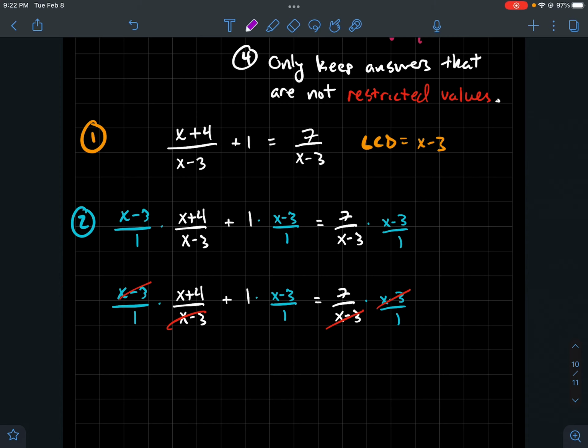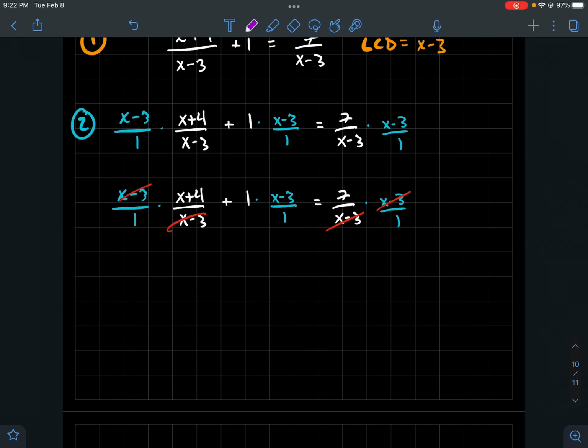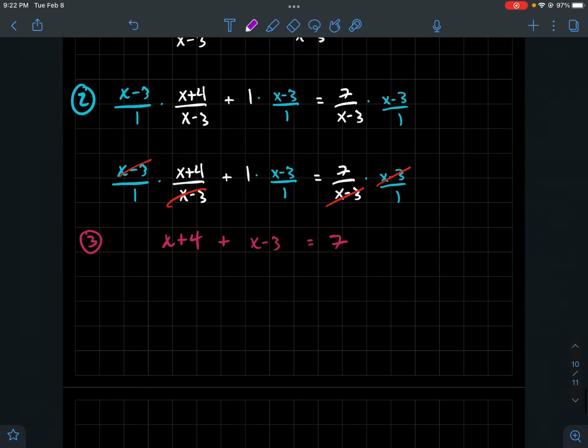So that's how you want to use the LCD for these kinds of problems, to get rid of any fractions that you see. And now if you look at what you're left with, I'm just left with an x plus 4 here. 1 times x minus 3 is just that x minus 3, and I'm just left with the 7 here. So all I get then is the x plus 4 plus the x minus 3 that's left, and then equals 7. And this is step 3, where we're going to solve whatever the remaining equation is. In this case, this is a nice linear equation that we end up with. So again, that trick of multiplying by the LCD transforms this yucky rational equation with fractions in it into a nice linear equation.